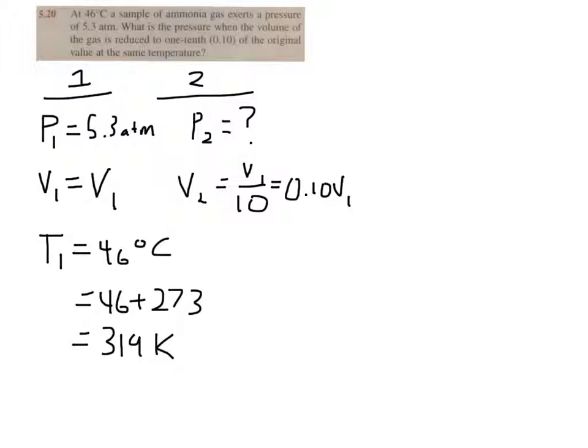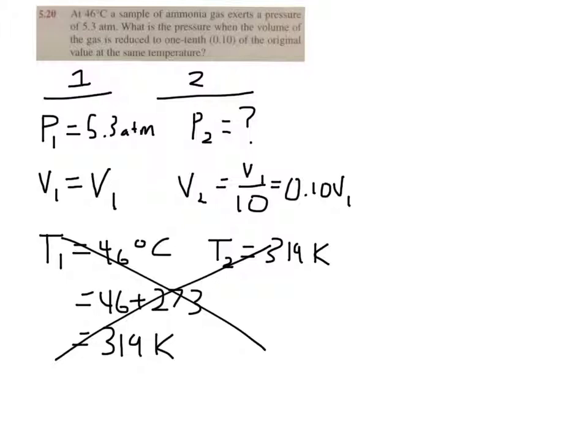Now, what is T2? It says at the same temperature, so T2 doesn't change. One thing that's kind of tricky is that we don't really need the temperature. Because we have the values for pressure and volume, we're just missing one pressure, and temperature stays the same, we can use Boyle's law. The temperature is just there to throw you off. So let's ignore our temperature.